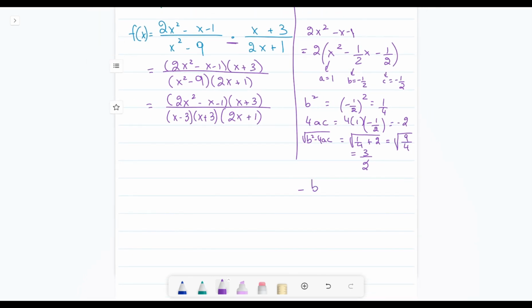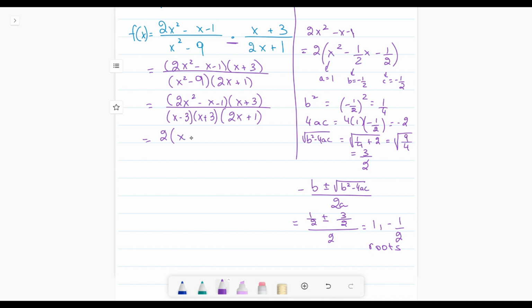Now I will use the quadratic formula, negative b plus minus the square root of b squared minus 4ac, over 2a. b is negative half, so negative b is half, plus minus 3 over 2, divided by 2a, since a is 1, so 2a is 2. Half plus 3 halves divided by 2, you can plug this in on your calculator, you get 1. And half minus 3 halves divided by 2 gives us negative half. And these are our roots.